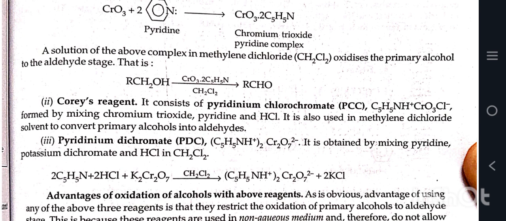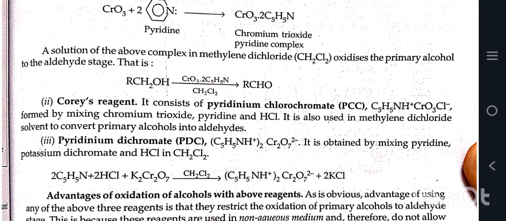It is used in methylene dichloride solvent to convert primary alcohol into aldehyde. Third, pyridinium dichromate, PDC, (C5H5NH+)2 Cr2O7 2-. It is obtained by mixing pyridine, potassium dichromate and HCl in CH2Cl2.